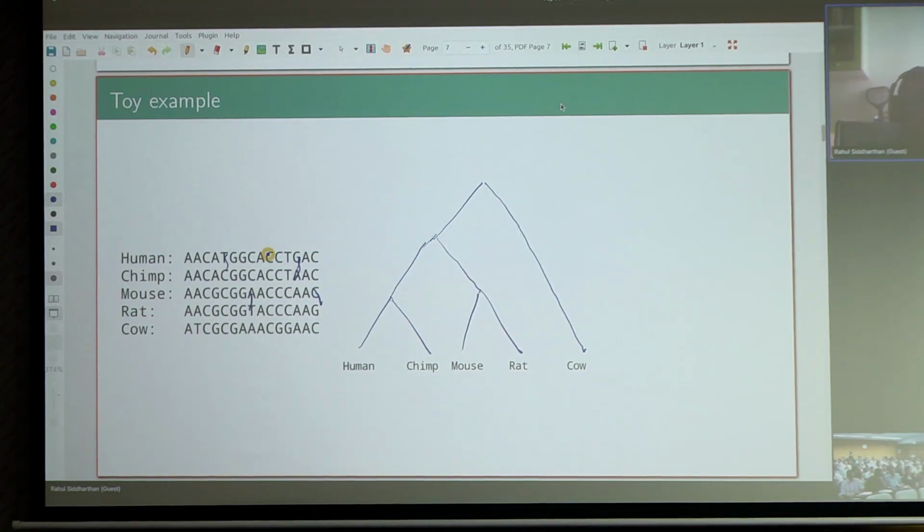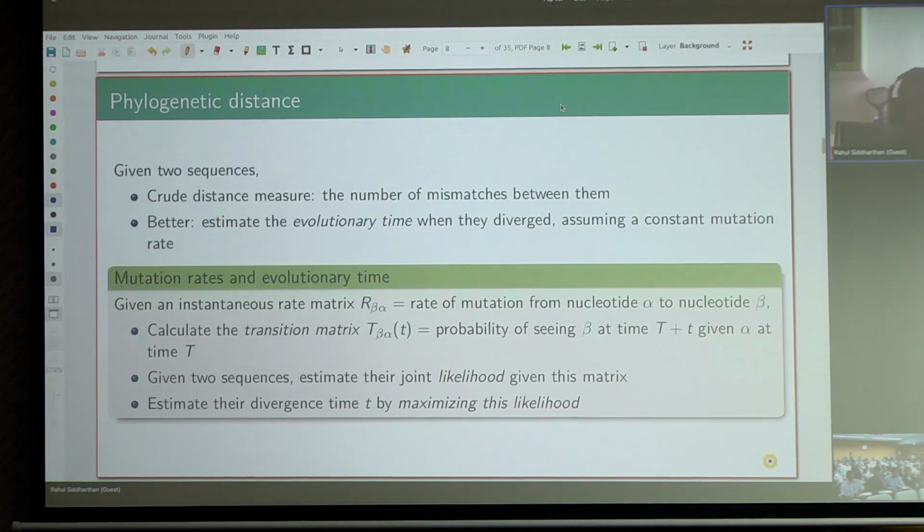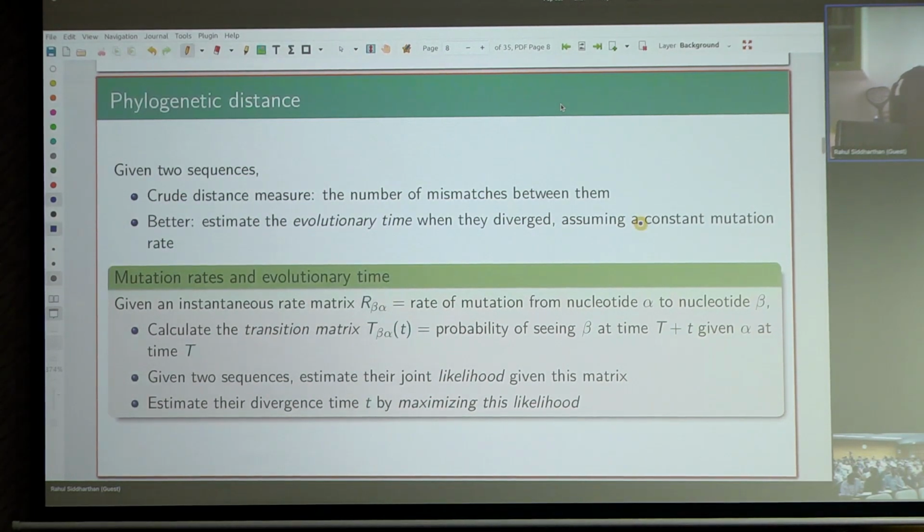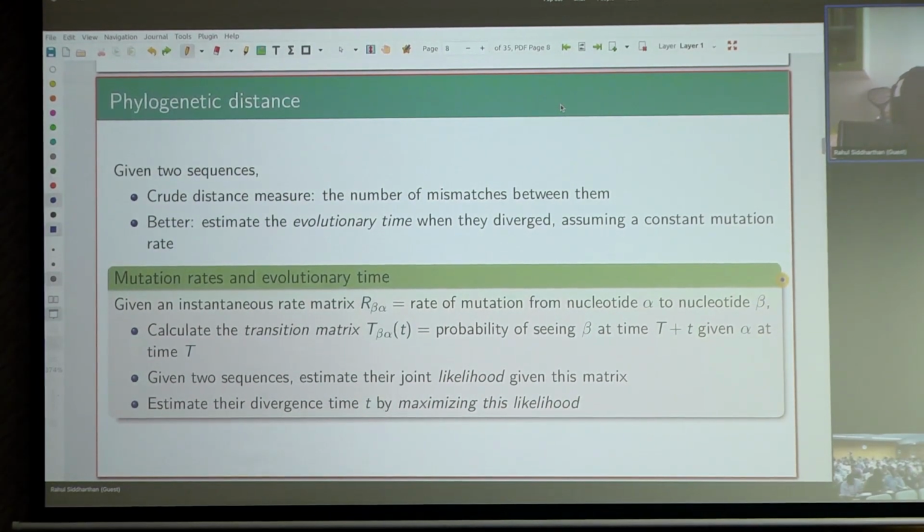One concept that we have to understand is, given 2 sequences, a distance between the sequences. And the crude measure would be the number of mismatches, which is what I did in the last slide, 2 mismatches between human and mouse, human and chimp, and so on. But what you really want to get at is the evolutionary time when they diverged, and the way this is done is you assume an instantaneous rate matrix. In my notation, it's R_βα, which indicates the instantaneous rate at which α mutates to β. And if you are given this matrix, then you can calculate a transition matrix, basically a probability matrix of seeing β at a later time t plus t, given α at time t.